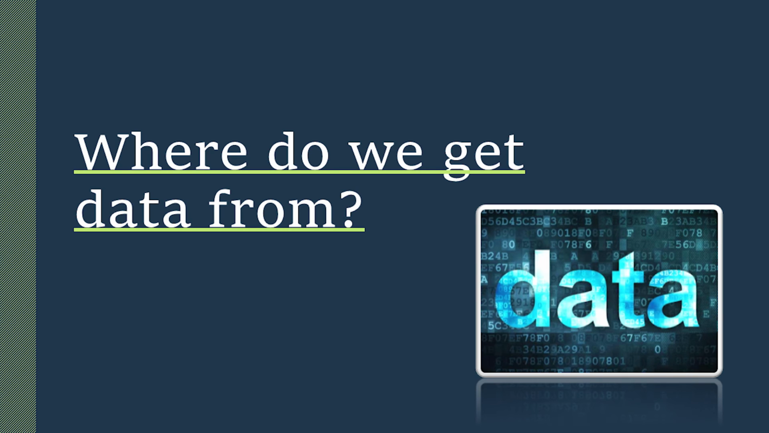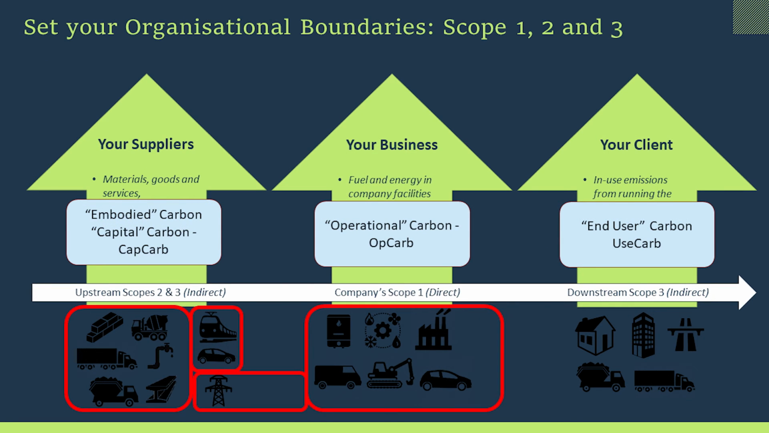So where does that information come from? This picture talks to the different areas where your data might come from. If we focus on the middle one, your business, this is the scope 1 emissions yourself. So your own vehicles, your own buildings, any plant and equipment that you own yourselves, your HVAC systems and so on. That's your direct business footprint. That's scope 1 and 2.